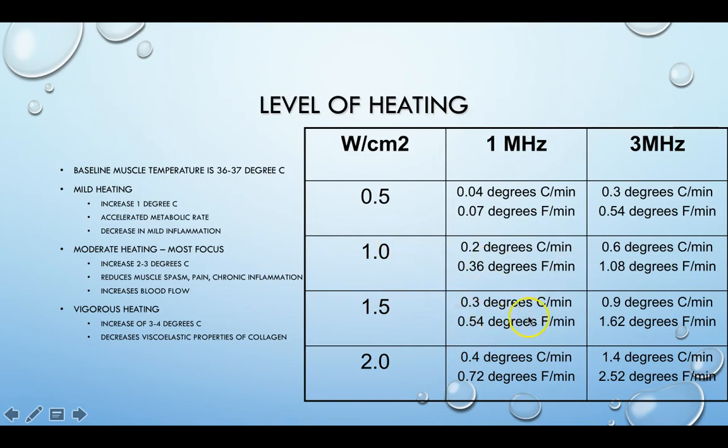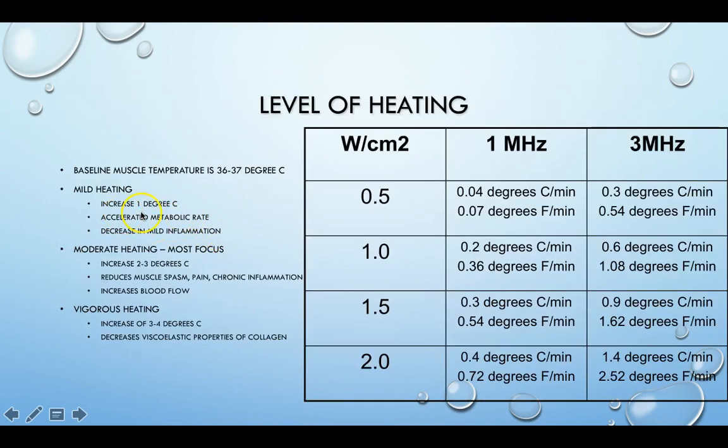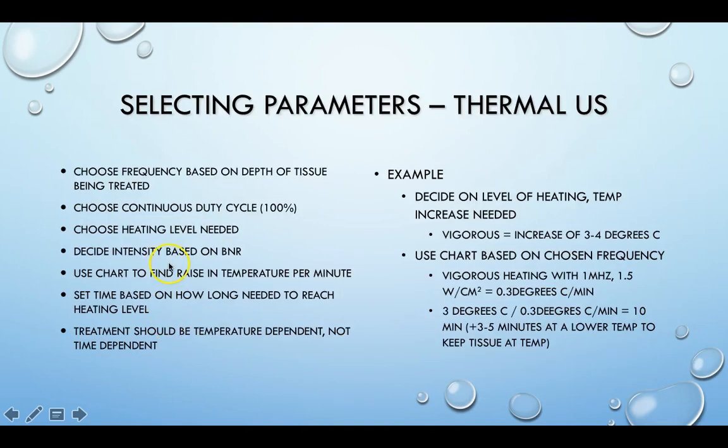But otherwise, we're basing our treatment time on what our goal is to reach our temperature, okay? So we use this chart and our temperature goal to determine how many minutes our treatment is. So we're going to see an example here. We choose our frequency based on our depth, so 1 megahertz or 3 megahertz. We pick our continuous duty cycle, so 100%, and then we choose our heating level. So again, are we trying to raise it only 1 degree, 2 to 3 degrees, or 3 to 4 degrees? Okay, with me so far.